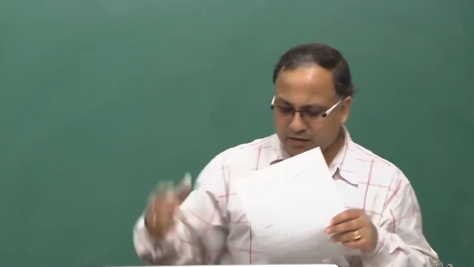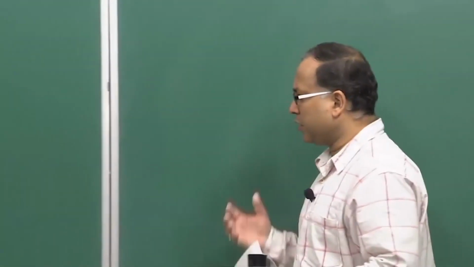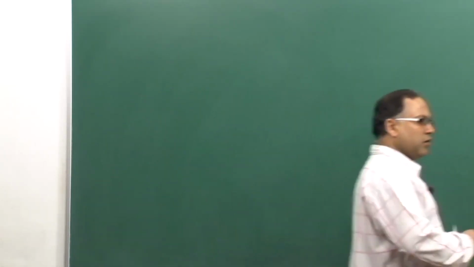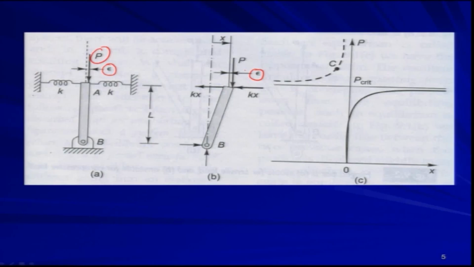Let's do the same thing by equating the restoring torque and the upsetting torque. If you look at this problem, this is your free body diagram. This force will be coming from the right hand side spring, and this force will be coming from the left hand side spring, because the right hand side spring will be experiencing compression and the left hand side spring will be experiencing tension, and this is the force P.